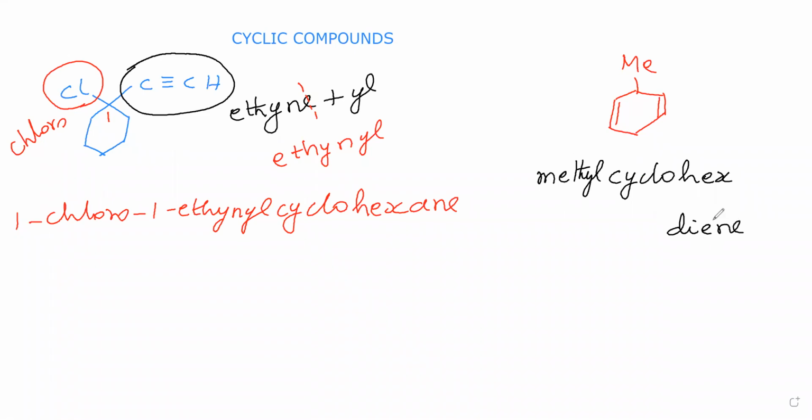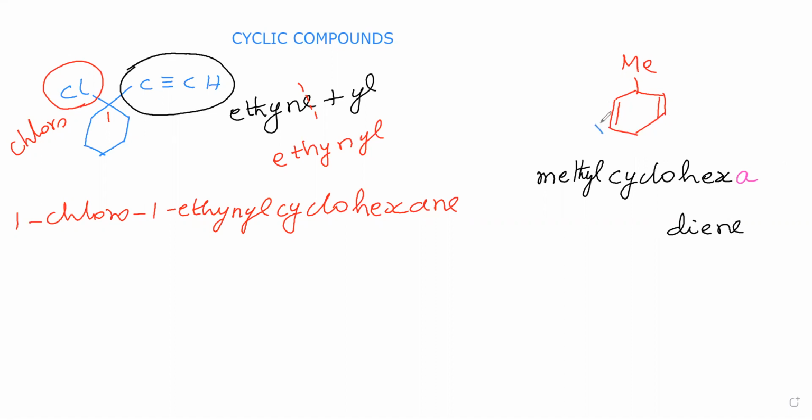Here diene comes, which means in the parent chain we have to include a in the root word. So hexa, here diene. Then we have to give numbering here. Now how to give numbering for this, that we will see.